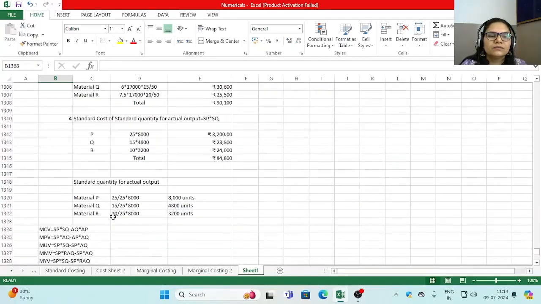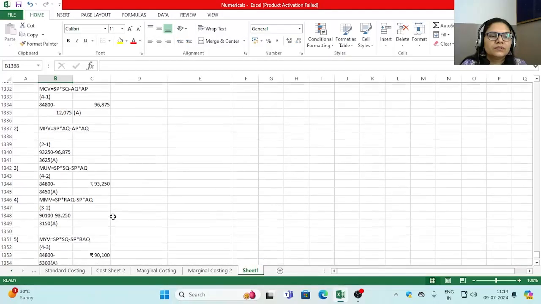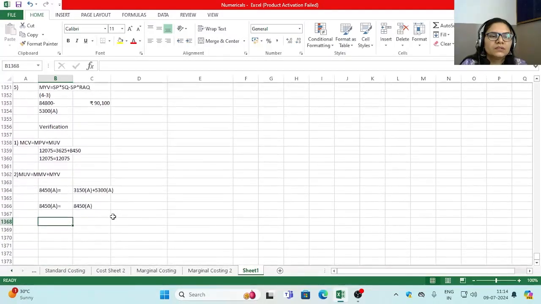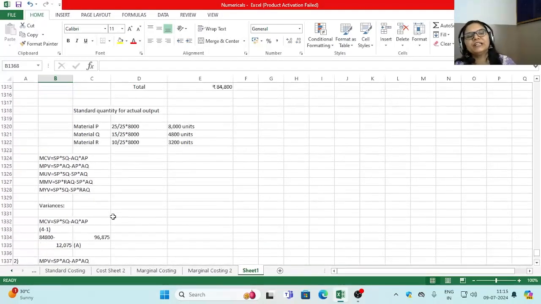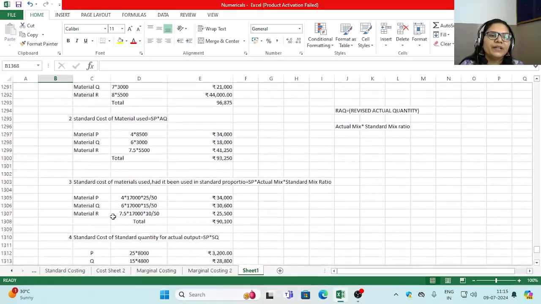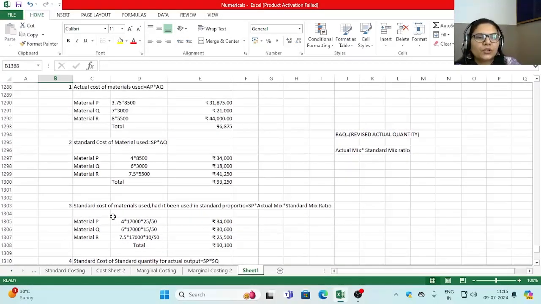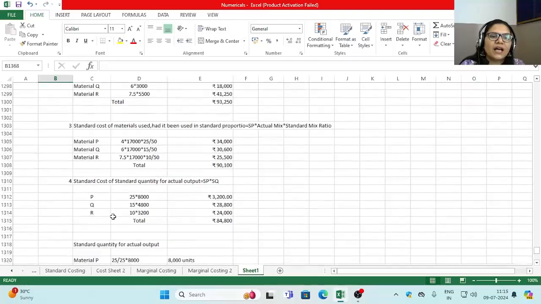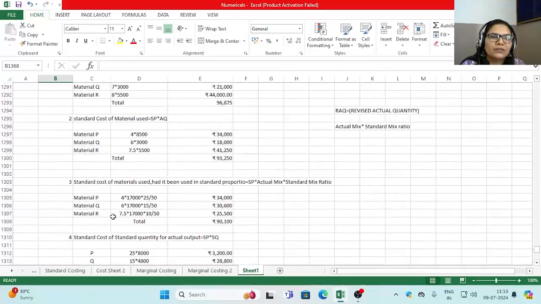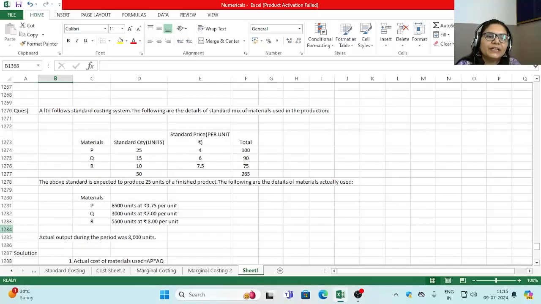This is how we proceed while calculating the various sorts of variances, and for making your calculation easy, I think this is the best way when you are solving any question related to variance when there are different kinds of materials, PQR, given.